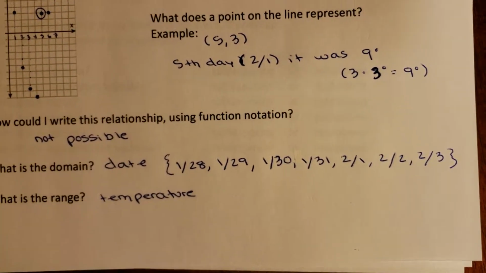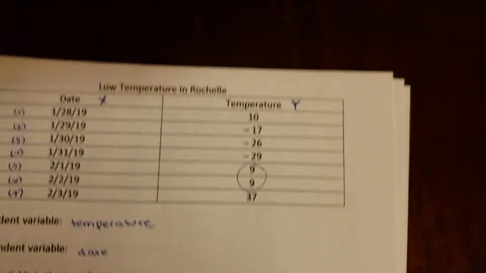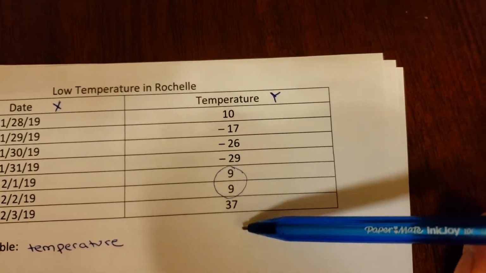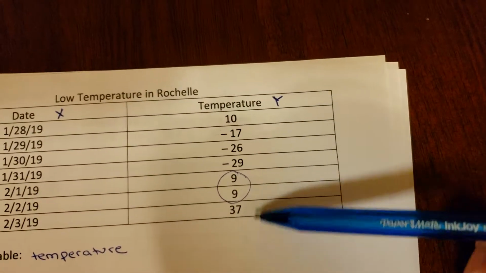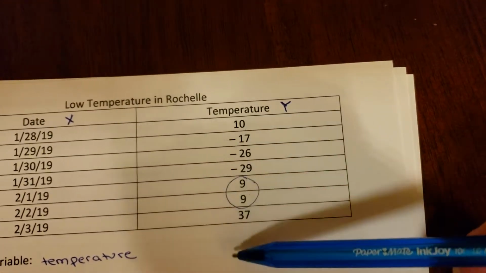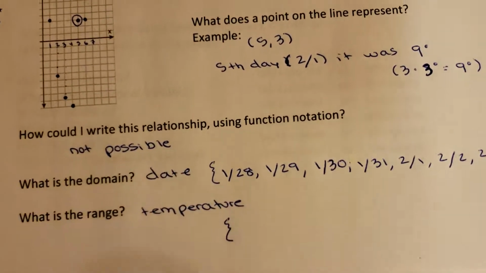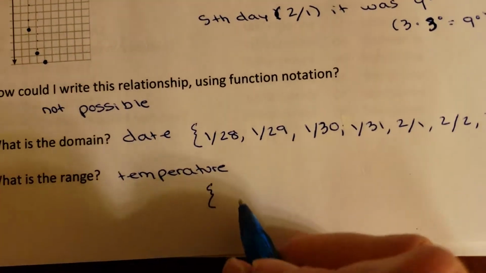Now here's the thing, because this is the low temperature, it is all of these individual numbers. It's not all of the temperatures in between. It just includes these numbers as the low. So I'm going to do my bracket. And again, I'm going to do ascending order.